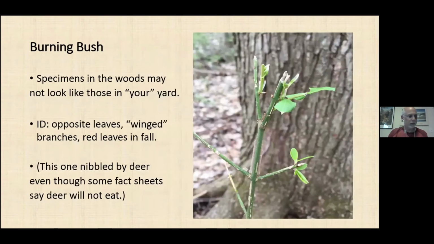When they're out in the woods, they typically don't look like the bushy specimens that you see that get a lot of sun. They have these wing pieces on the branches, an easy way to identify them. And some people say that deer won't eat them, but they like this one.